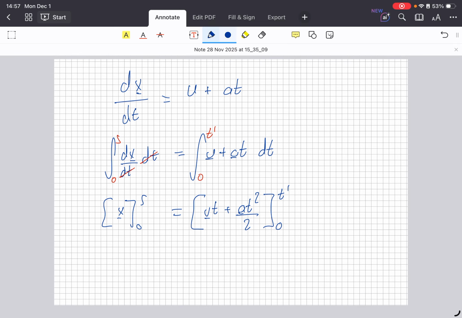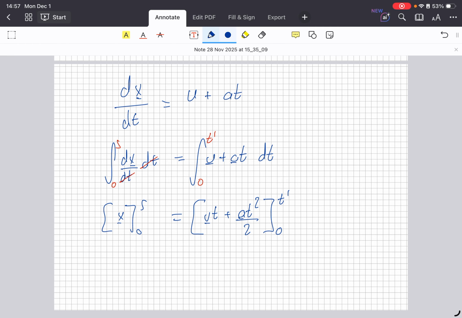Hopefully you can see where this is going. Now if I substitute in my limits here, I'll get s, which is this vector quantity called displacement. And on the right hand side, I'm going to get ut plus a half at squared. And I've implicitly relabeled t prime to be t here, just so this is in the familiar form. So this is our second SUVAT equation.